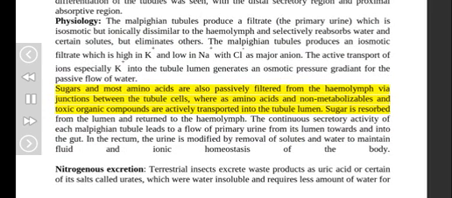Sugars and most amino acids are also passively filtered from the hemolymph via junctions between the tubule cells, whereas amino acids, non-metabolizables and toxic organic compounds are actively transported into the tubule lumen. Sugar is resorbed from the lumen and returned to the hemolymph. The continuous secretory activity of each Malpighian tubule leads to a flow of primary urine from its lumen towards and into the gut. In the rectum, the urine is modified by removal of solutes and water to maintain fluid and ionic homeostasis of the body.